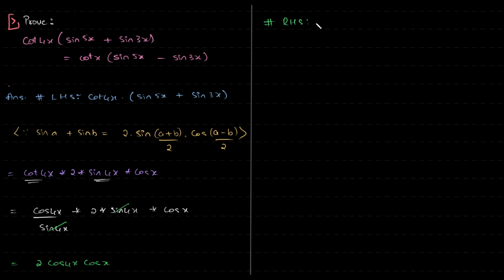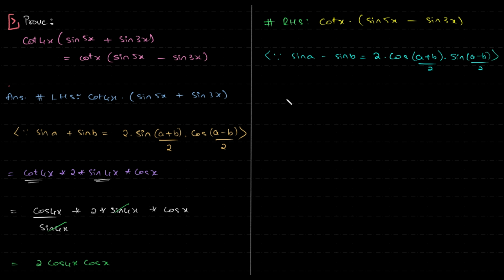So in RHS we have cot of x into sine of 5x minus sine of 3x. So here what formula we have to make use of? Yes, sine of A minus sine of B. Now think of the pattern. You have the first formula. Can you derive the second formula in your head? It's quite simple, right? 2 times of cos of (A plus B) by 2 into sine of (A minus B) by 2.